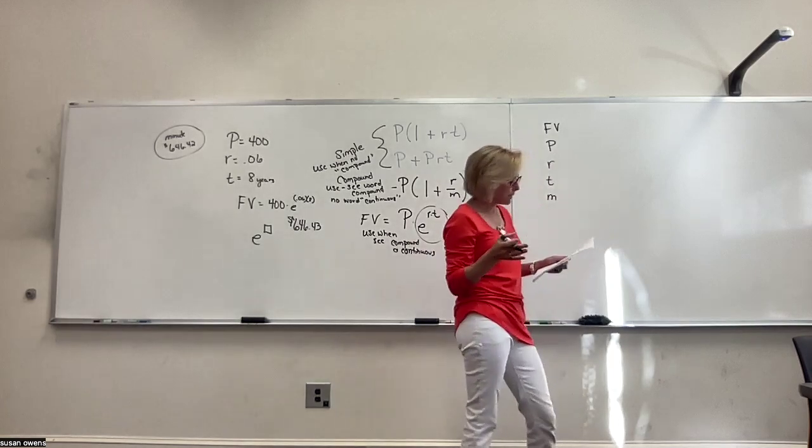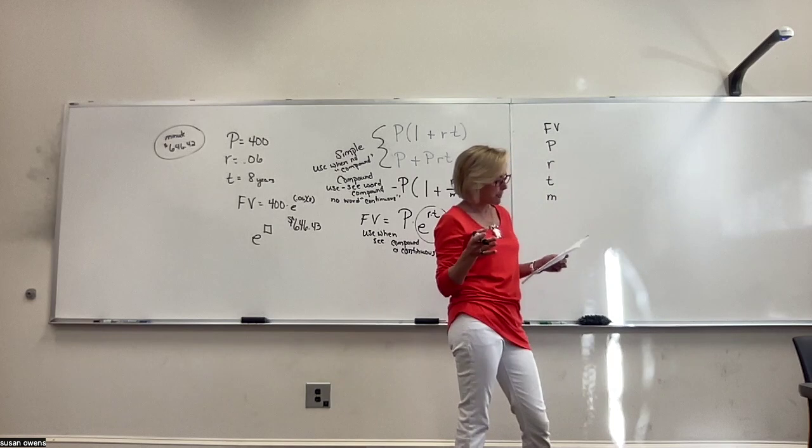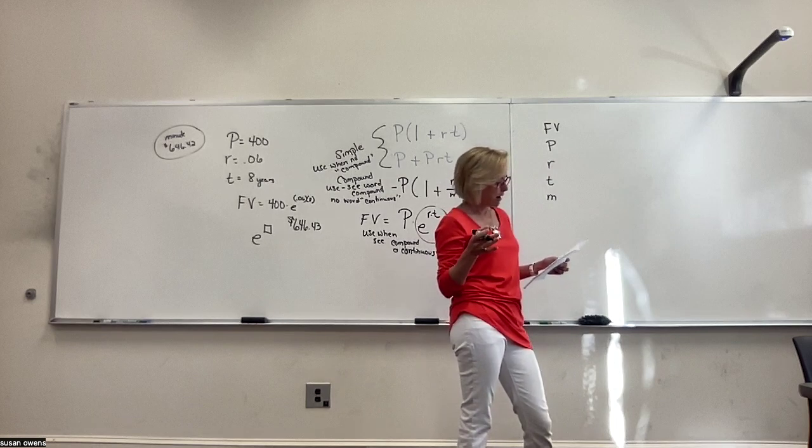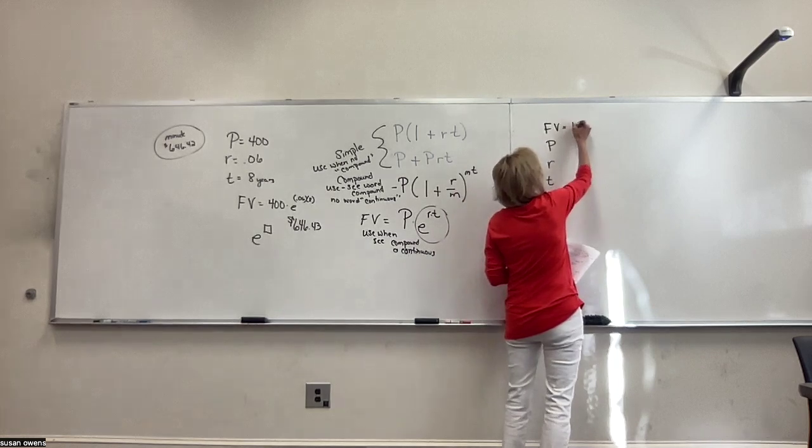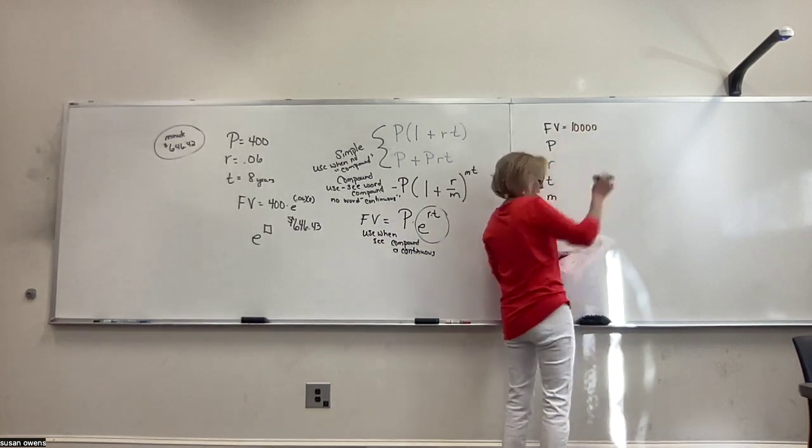So what do we know here? How much must be invested in an account earning 4% to be worth $10,000 in 12 years? What are we looking for? We're looking for the principal. So we know that the future value is 10,000.